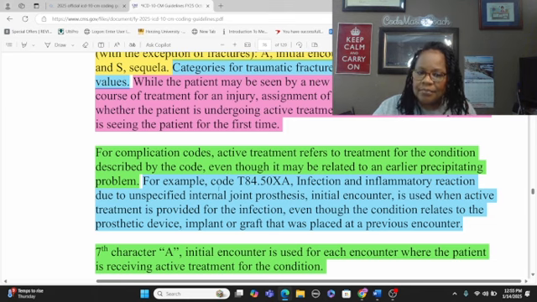And it gave an example. Code T84.50XA is a code for infection and inflammatory reaction due to unspecified internal joint prosthesis. The A stands for the initial encounter, and it is used when active treatment is provided for the infection, even though the condition relates to the prosthetic device, implant, or graft that was placed at a previous encounter. So this is the initial encounter for the infection that the patient got from this internal prosthesis.